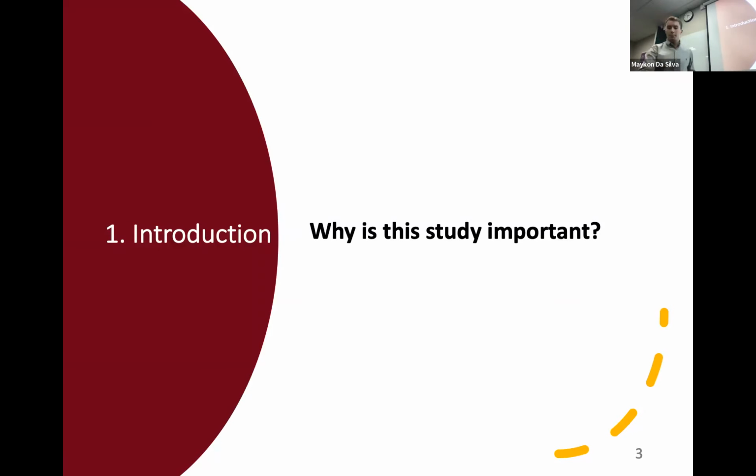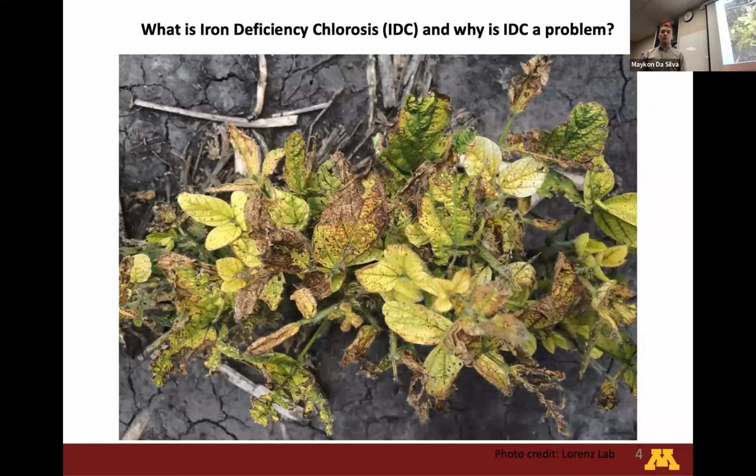So iron deficiency chlorosis is a soil-borne abiotic stress caused by a lack of soluble iron to the plant. IDC is prone on high pH soils and soils with large amounts of calcium carbonates, and its symptoms include interveinal chlorosis, stunting of the growth, and if the IDC is severe, necrosis.